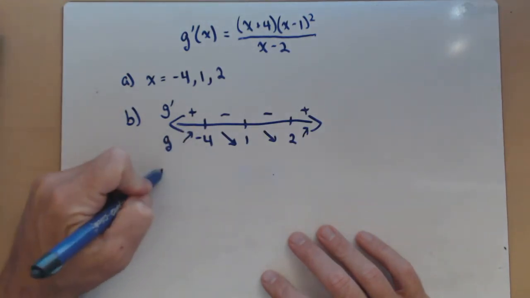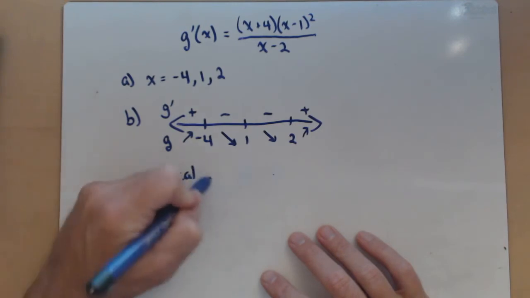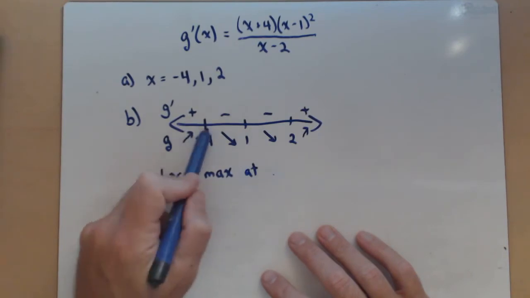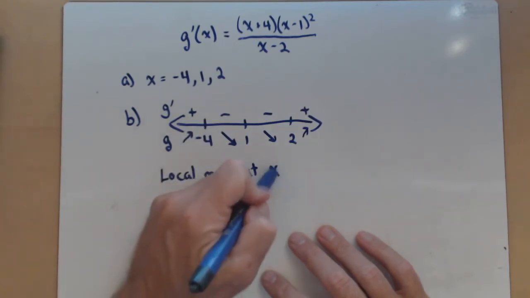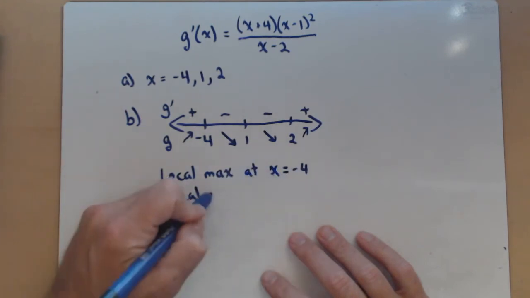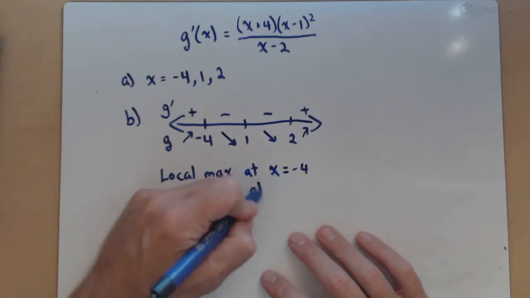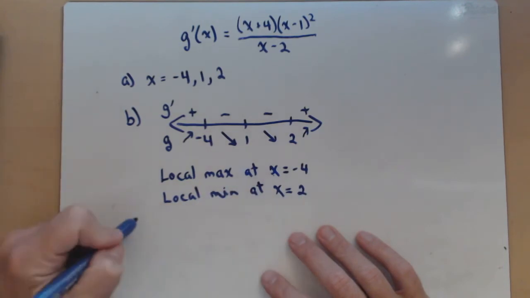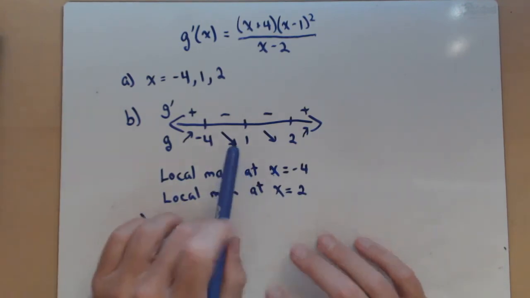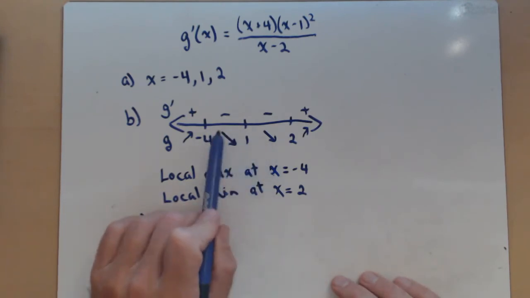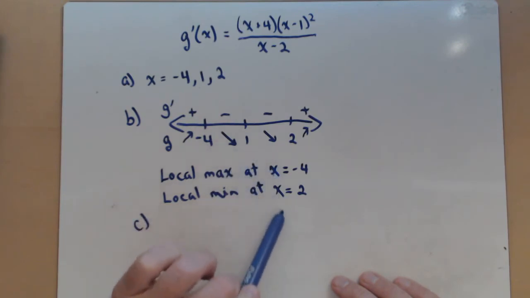So first off, we have a local max at -4 because it went from increasing to decreasing. And we have a local min at x equals 2. Now at 1, we do have a place where the derivative is 0, but it's decreasing and decreasing, so it will have a horizontal tangent. So as we look at one of those graphs that flattens out but then continues on.